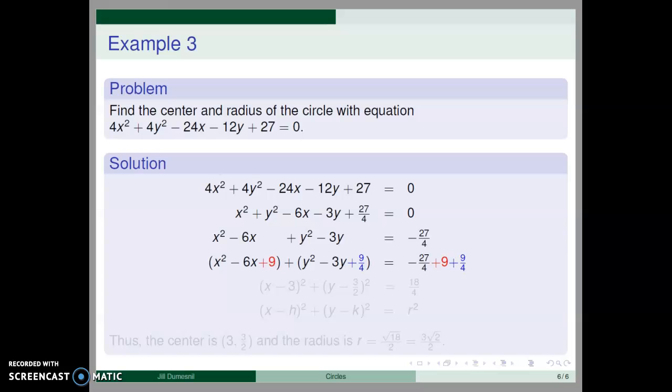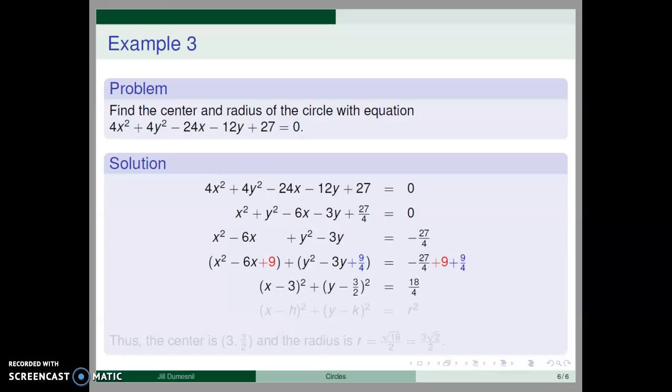Now we add both 9 and 9/4 to both sides. When we complete the square on x squared minus 6x, we take half of -6 to get -3, square that, and add 9 to both sides. But when we complete the square on y squared minus 3y, we take -3/2 squared and add 9/4 to both sides. Now we have two perfect square trinomials on the left-hand side and a constant on the right-hand side.